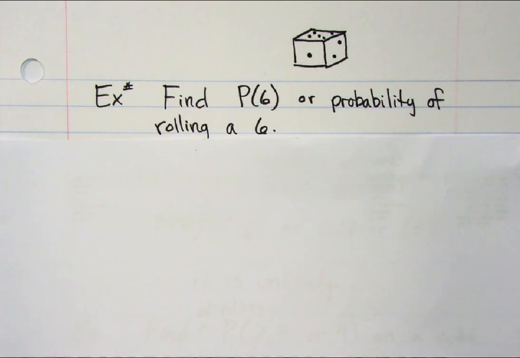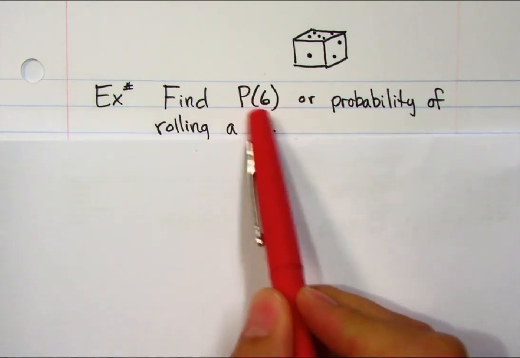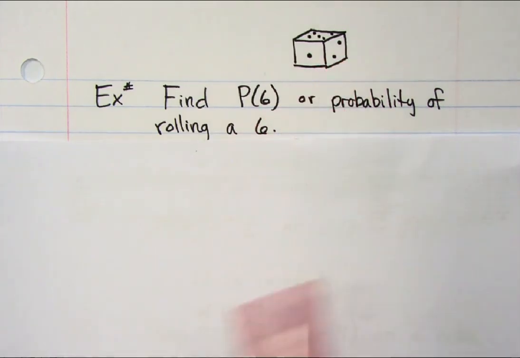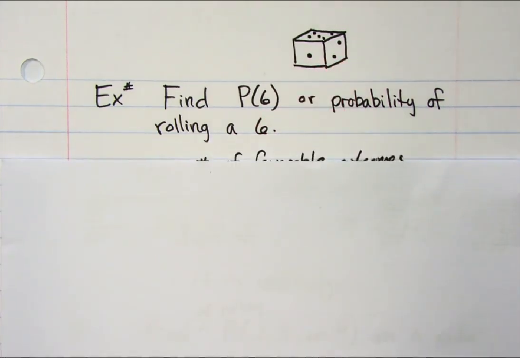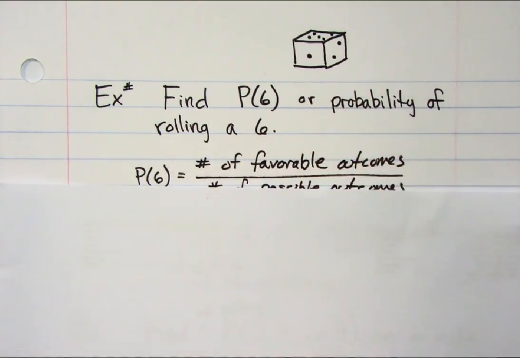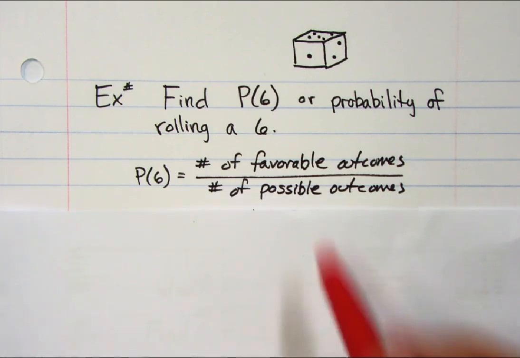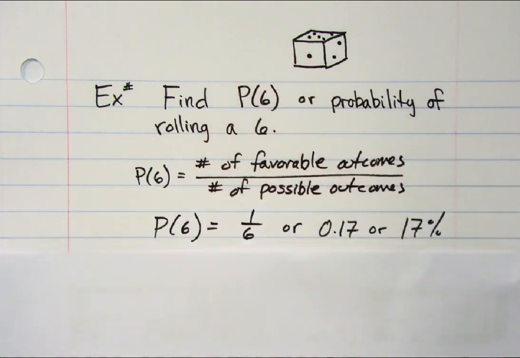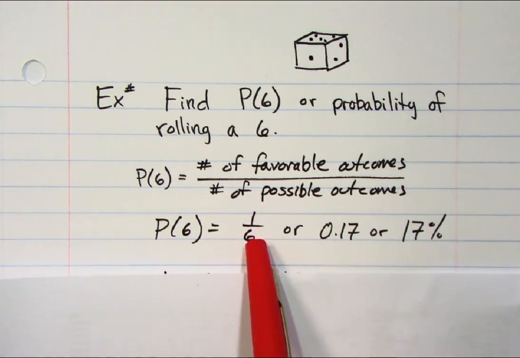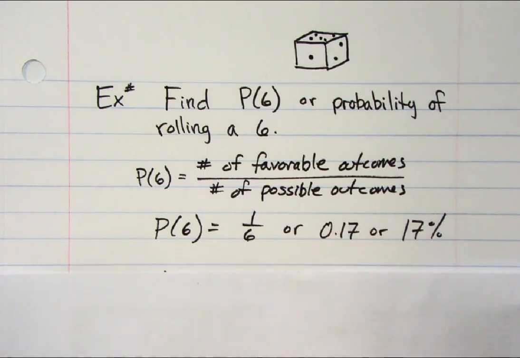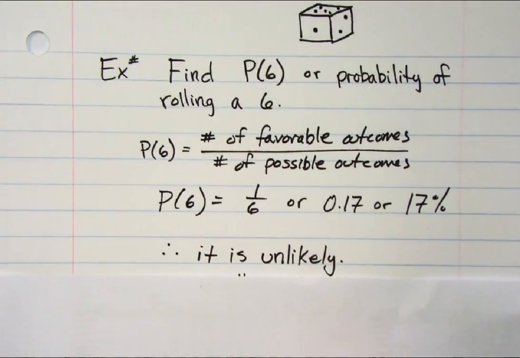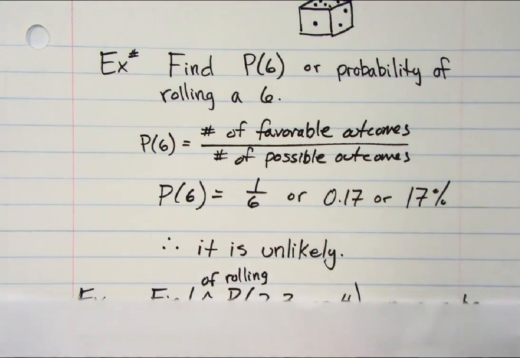So our first example, find the P of 6. So the probability of rolling a 6 on one die. So if I roll a 6, well, how many possible outcomes is that? What's the favorable outcome? I want to roll a 6, and how many total possibilities could I have? Well, there's 6 sides to it. So here, it would be a 1 out of 6. Only one number is a 6, so it's a 1 out of 6, or 17% chance. So you would say that is unlikely. It's unlikely that you're going to roll a 6 on just one roll.